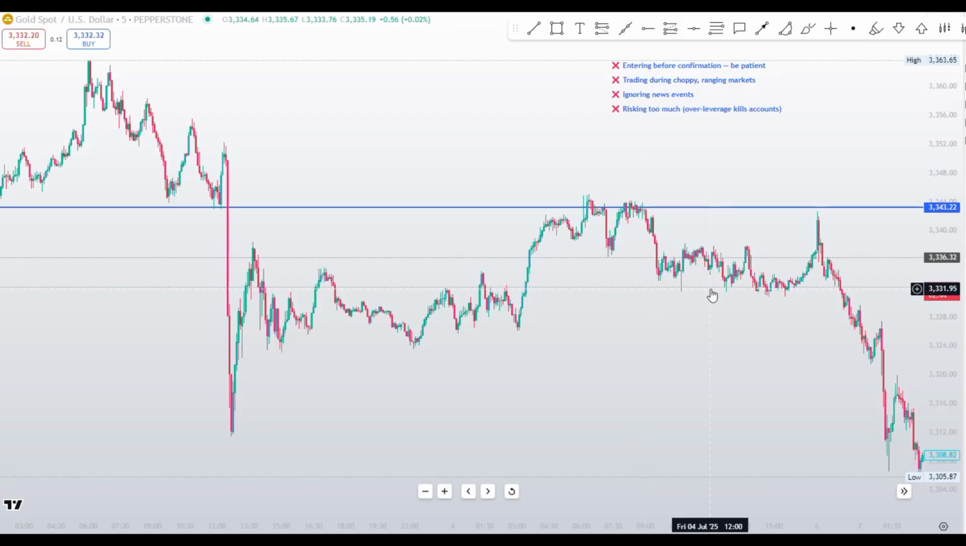And understand that it's a process. It's not going to happen overnight. It will take time, all right? So be patient with the process and follow the rules of understanding that we don't just jump in on a break. We wait on the retest, wait for confirmation candle, and then we get in.